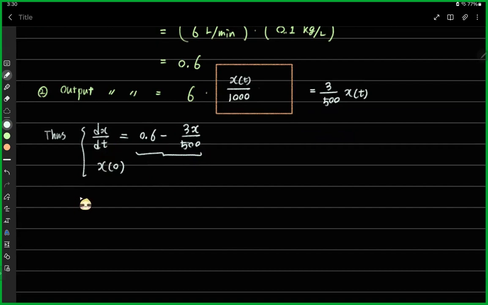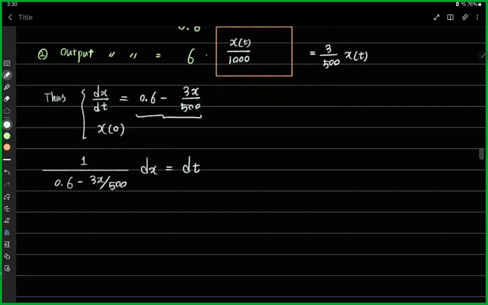So we got 1 over 0.6 minus 3x over 500, dx is equal to dt. I'm using the method of separable, considering this equation is separable. You can also apply the method of integrating factor because this is linear. Either one is just fine.